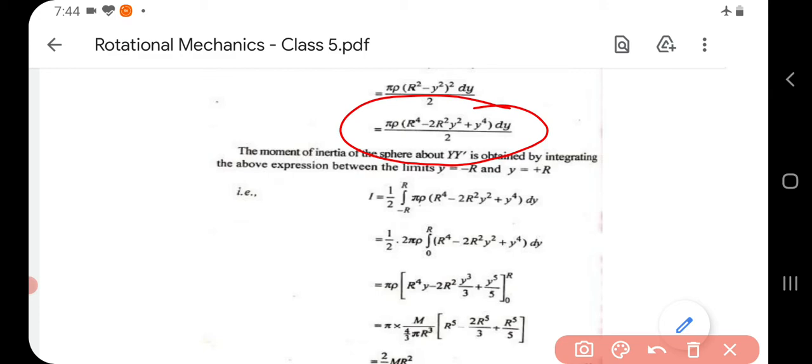Now the solid sphere is made up of a number of such circular discs. So in order to find the moment of inertia of the solid sphere, you have to integrate it from minus r to plus r. 1 by 2 is a constant, take it outside. Rest everything is kept as such.